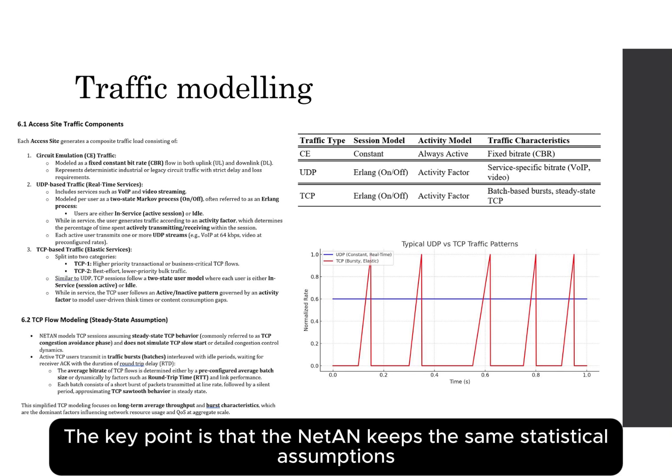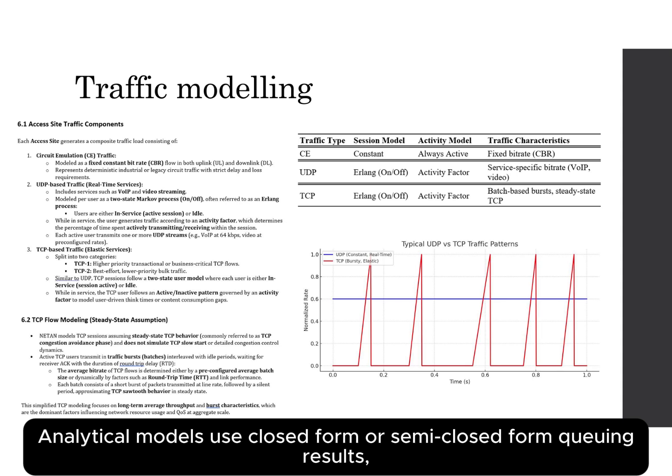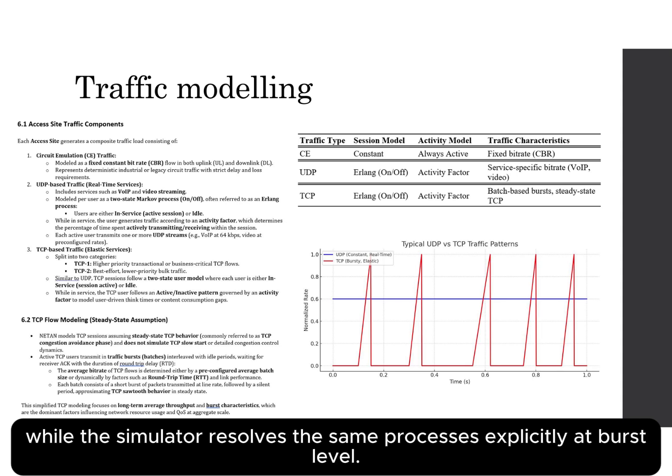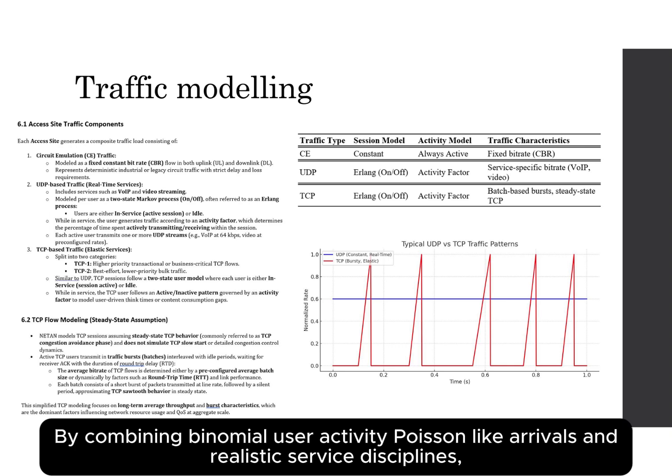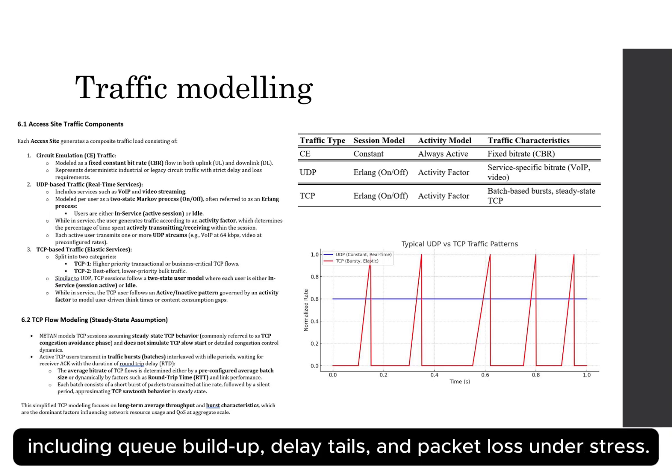The key point is that NETAN keeps the same statistical assumptions in both the analytical calculations and the time domain simulator. Analytical models use closed-form or semi-closed-form queuing results, while the simulator resolves the same processes explicitly at burst level. By combining binomial user activity, Poisson-like arrivals, and realistic service disciplines, NETAN captures both average load behavior and short-term congestion effects, including queue buildup, delay tails, and packet loss under stress.